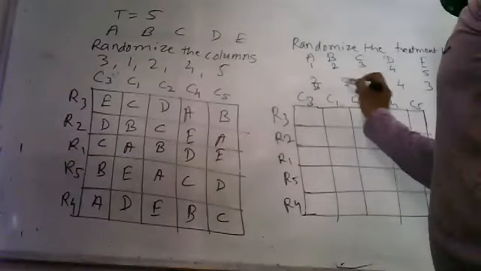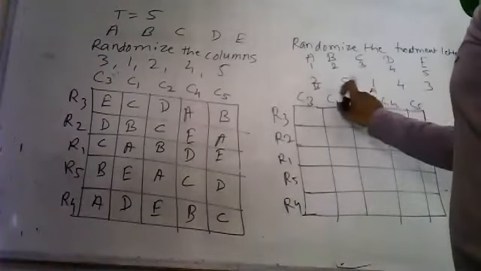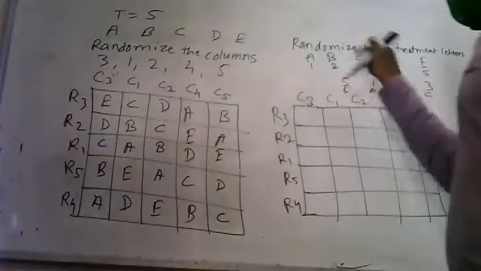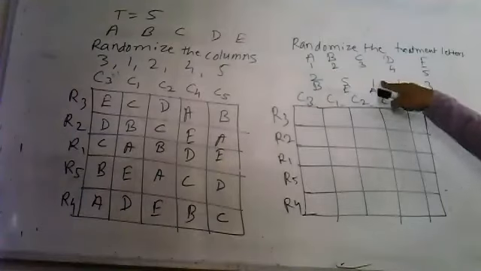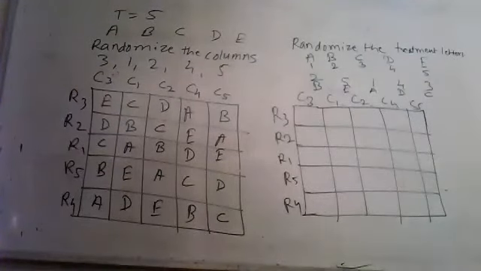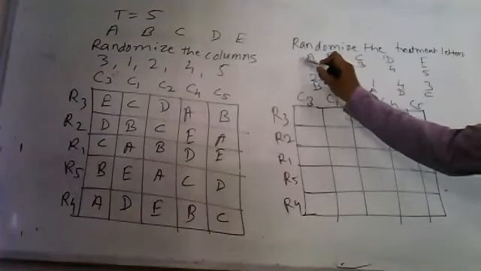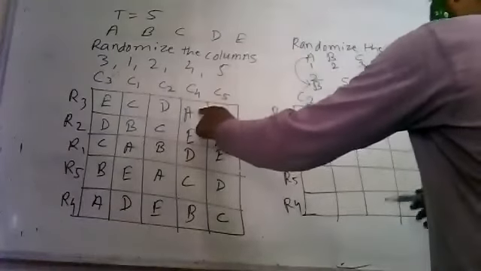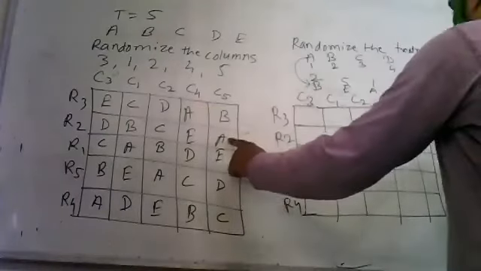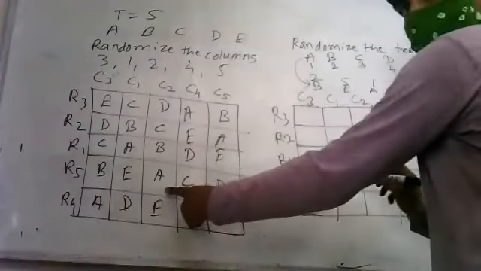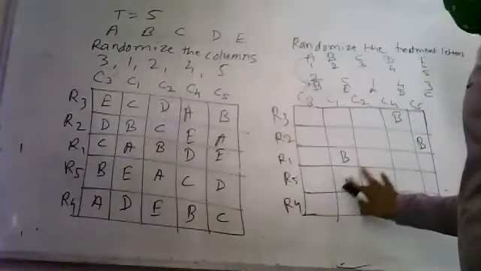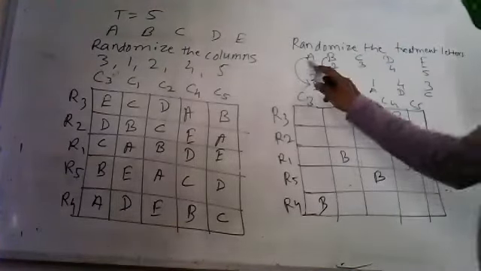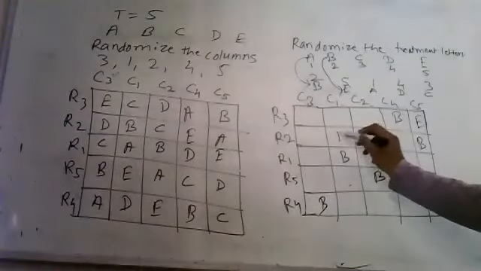So second treatment is B, fifth treatment is E, first treatment is A, fourth treatment is D, third treatment is C. Now, in randomization of treatment, we have to replace the A treatment with B. So this A treatment, R3, C4, we have to replace it with B. Here it is B, here it is B and B. Now, treatment B we have to replace with E. So here it is E.